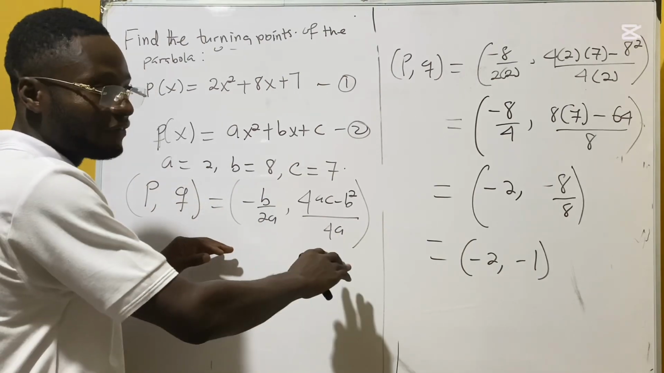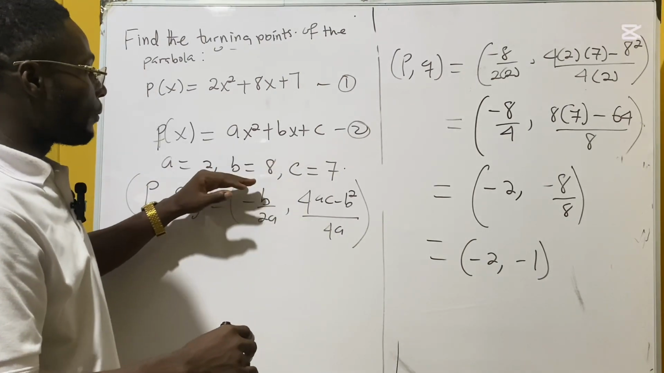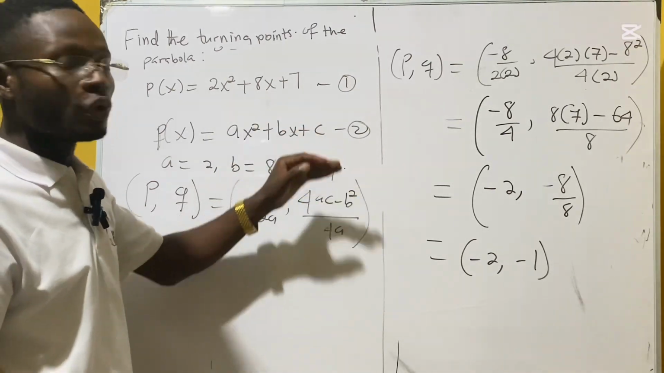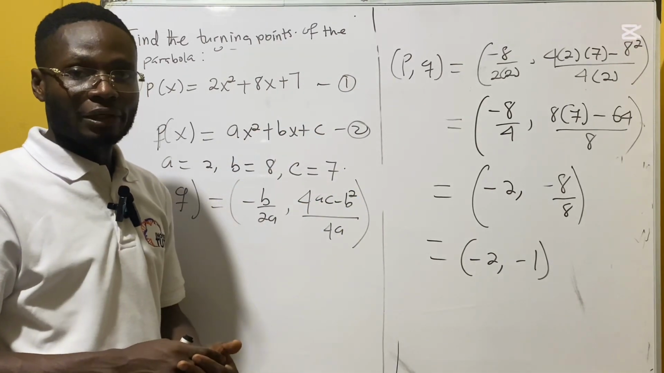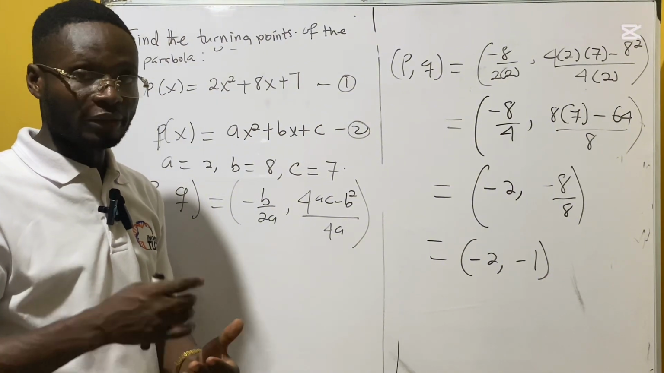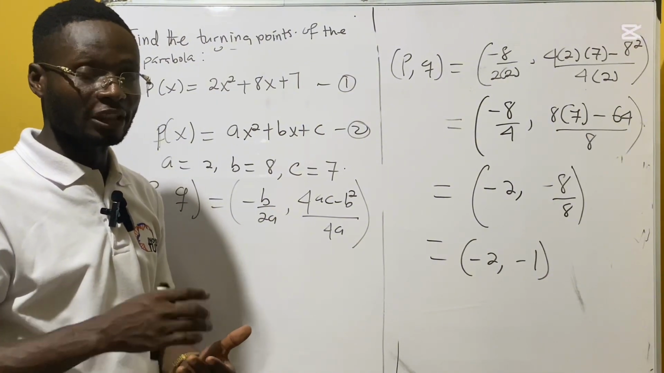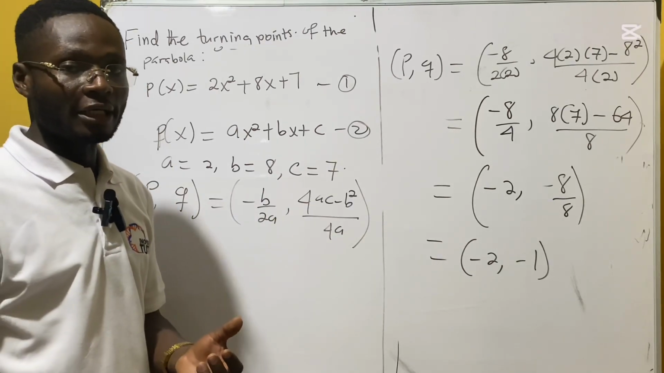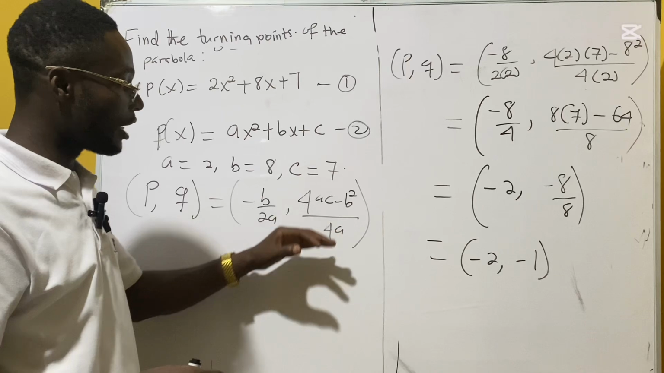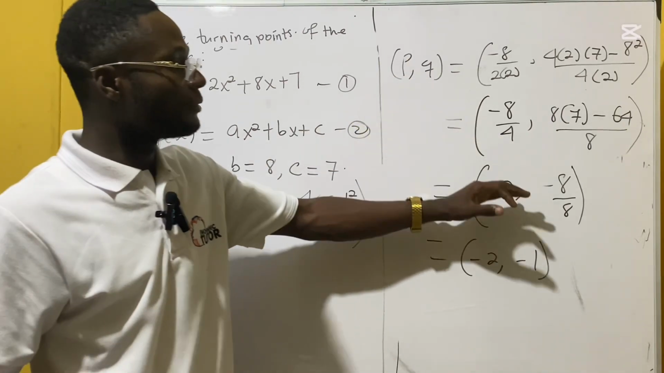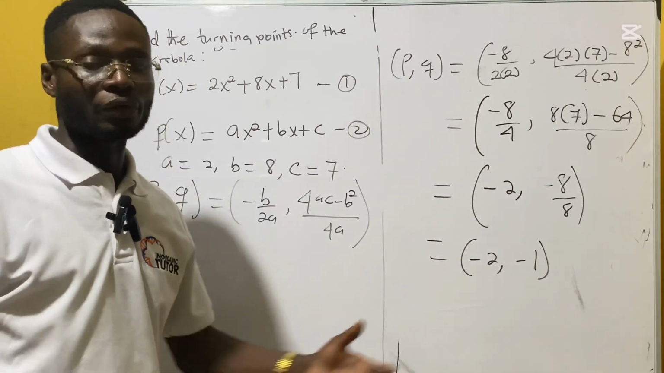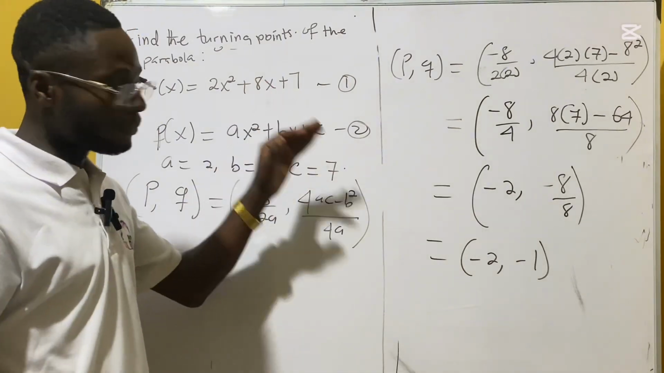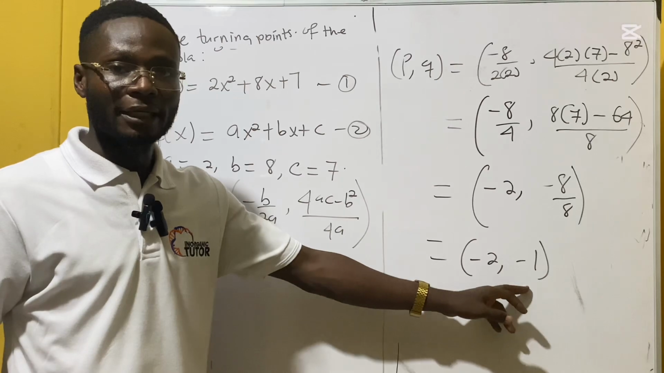Okay, so once you have this formula, note your parameters. Compare the original equation given to your general quadratic formula, your general quadratic function, then you obtain the values of a, b, and c. So once you have those values, substitute them into your formula, then you obtain your turning point. So the turning point for this particular parabola is minus 2 and minus 1.